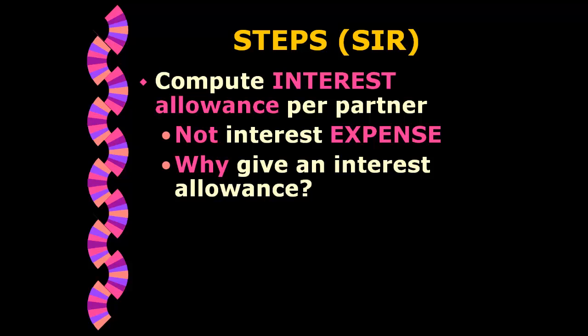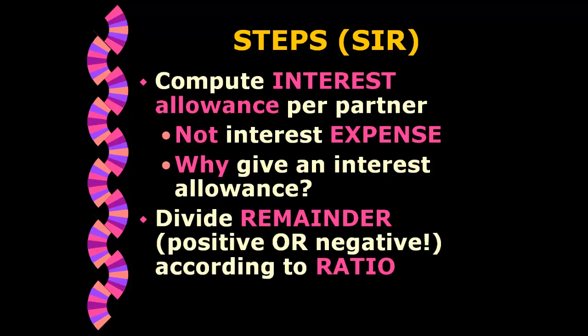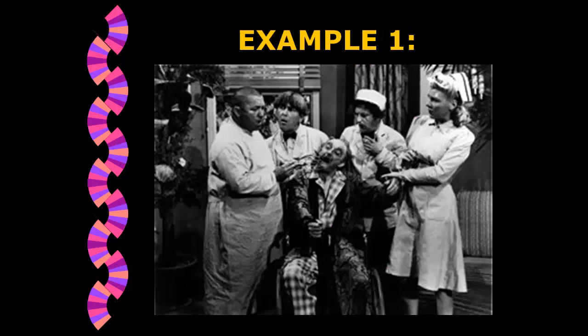So we can give a salary allowance, we can give an interest allowance, and at that point there usually is some sort of a remainder. That remainder will be allocated between the partners. It may be a positive remainder, it may be a negative remainder, but regardless, we will allocate it according to whatever ratio the partners have decided.